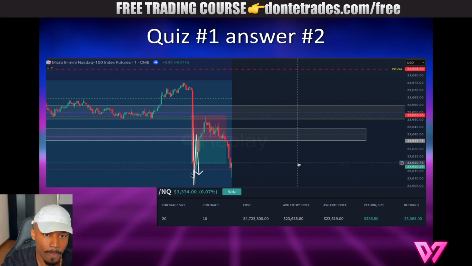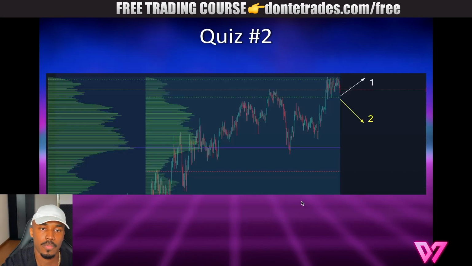So again, that was just perfectly textbook. We pushed up, rejected, and failed. And you can see as soon as we closed back below this level of liquidity, we just dumped super hard to the downside. So that was a perfect, beautiful trade.